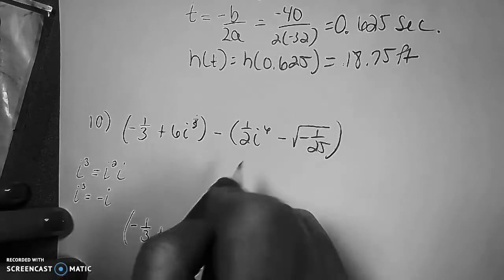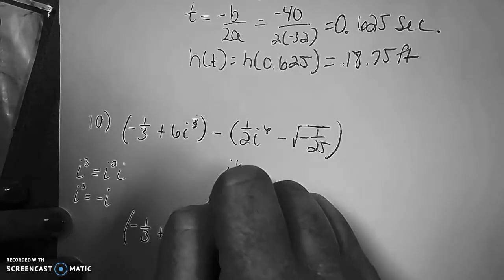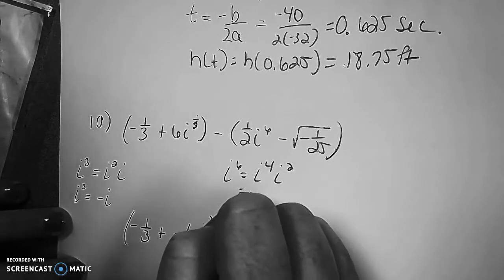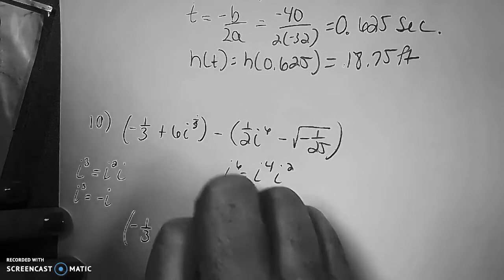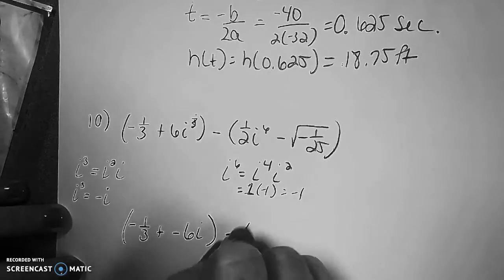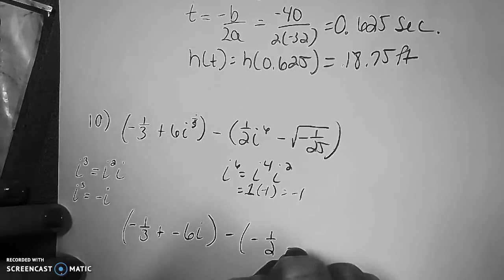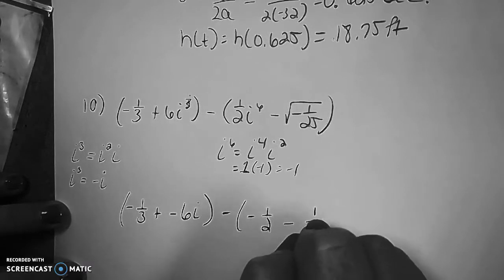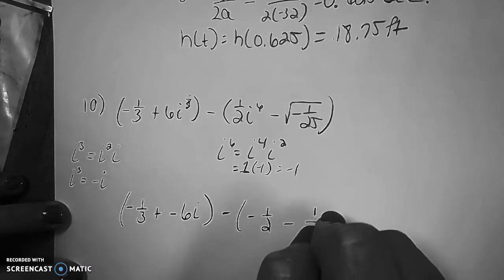Okay, then I'm going to come here to i to the 6th. Well, it's i to the 4th times i squared. i to the 4th is 1. i squared is negative 1, so I end up getting negative 1. So that makes it negative 1/2 minus. The square root of 1 is 1, square root of 25 is 5, and when I have a negative, I can pull an i out.